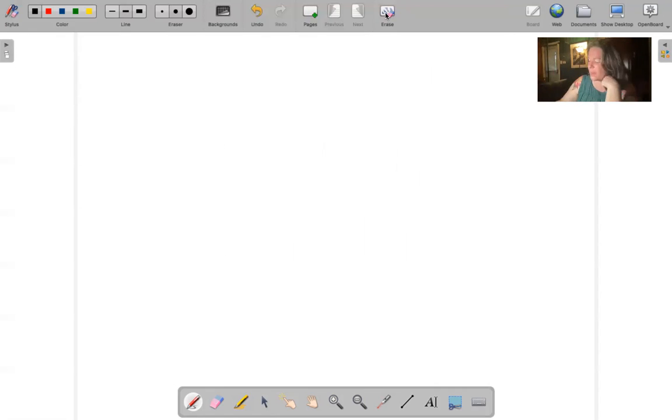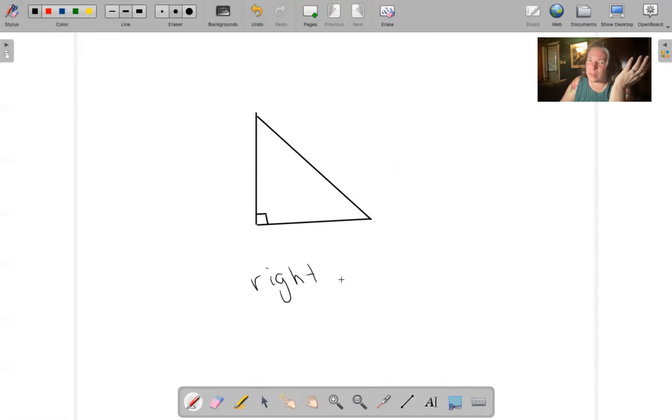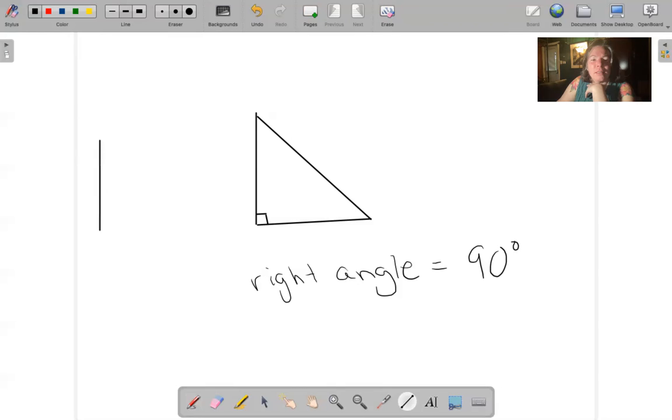A right triangle is a triangle where one of the angles is a right angle. What is a right angle? Hopefully you guys know this. A right angle equals 90 degrees, and that's what this little box means, 90 degrees. So that's a right angle, right triangle.